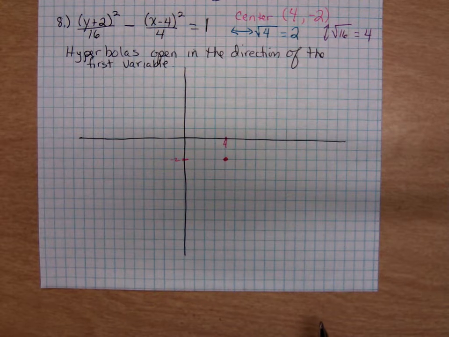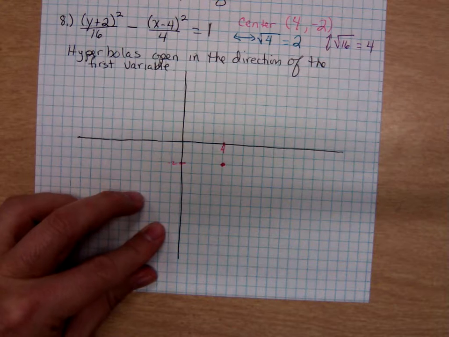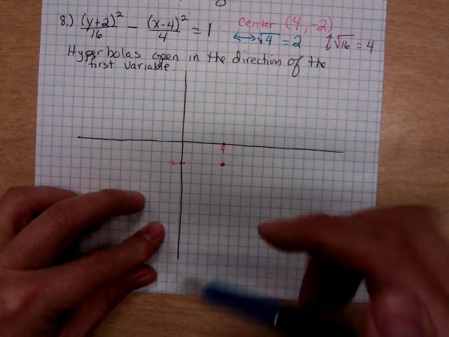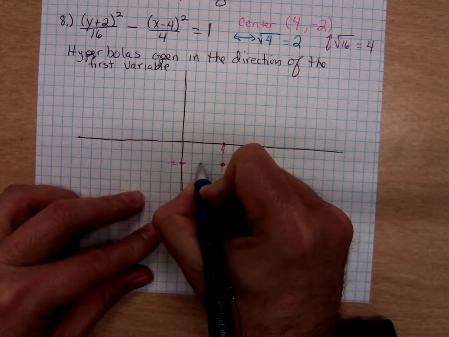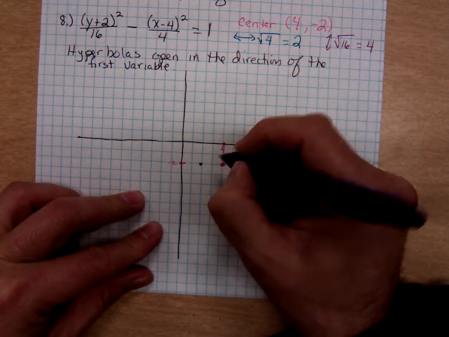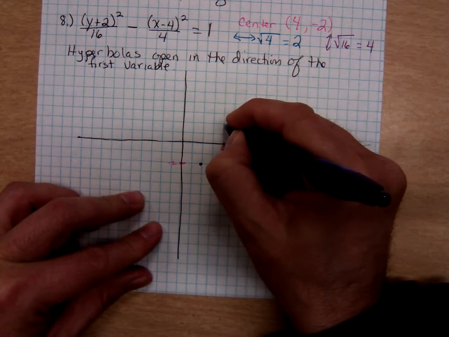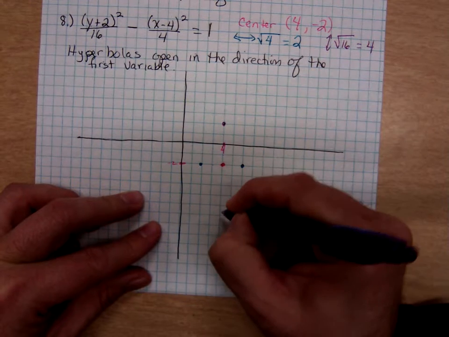But now, we're going to move left and right 2, up and down 4 from the center. Just put those dots and then stop. Okay? Left and right 2, up and down 4 units from the center. 1, 2, 3, 4. 1, 2, 3, 4.